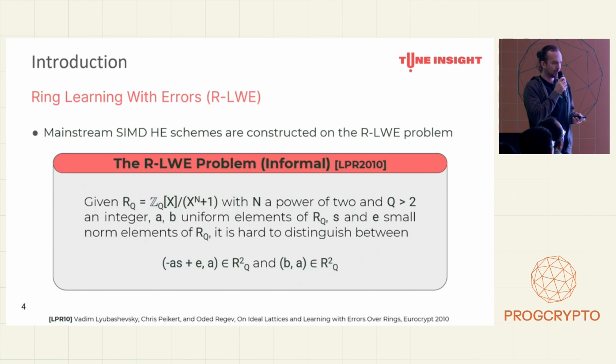So all SIMD HE schemes, so SIMD, these are schemes that allow you to do operations on vector values in a SIMD fashion, are built on the ring LWE problem. This is the same as the LWE problem, except it's structured and you can work with polynomials. Basically the hard problem is that given this distribution, which is a random public polynomial, some secret polynomials, and some error, it's hard to distinguish it from a fully random distribution in this ring. It's the same as the LWE problem, except it's defined on negacyclic polynomials.